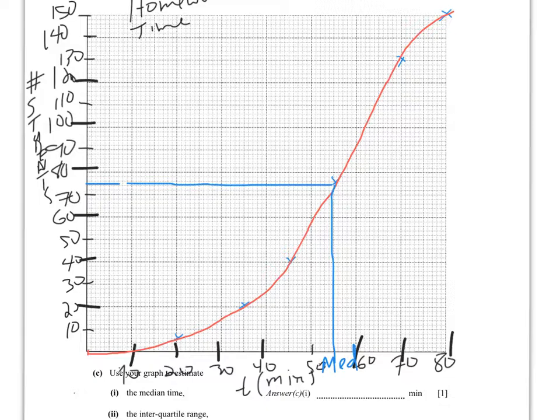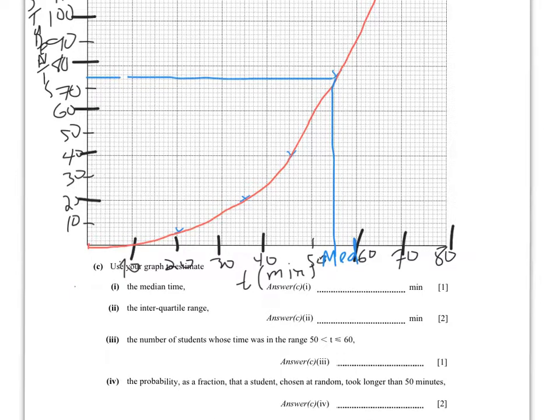Next question was the interquartile range. Median time is like the second quartile. So we said that was 55 minutes. I need to know the 1/4, the 25th percentile, and subtract that from the 75th percentile. So 25% of 150 is 37 and a half. Difficult numbers.